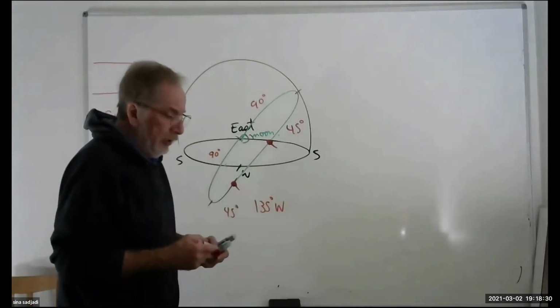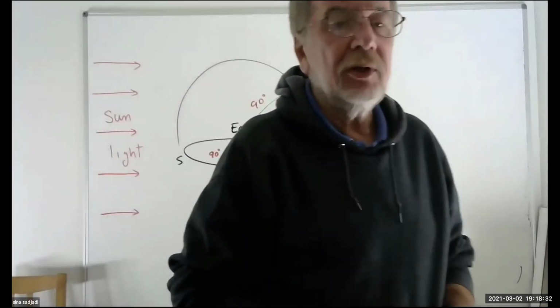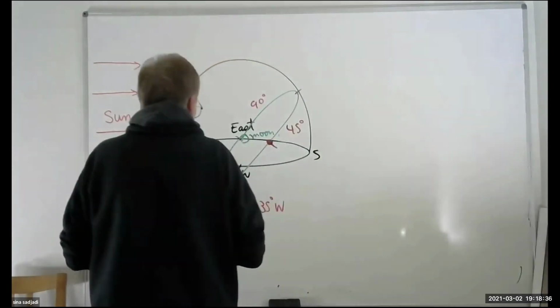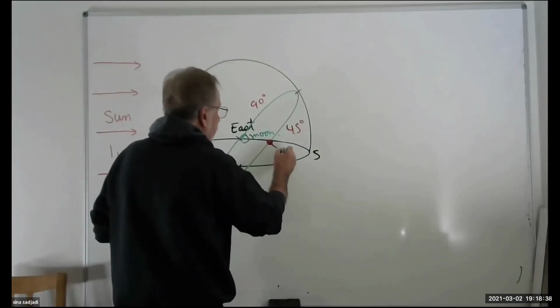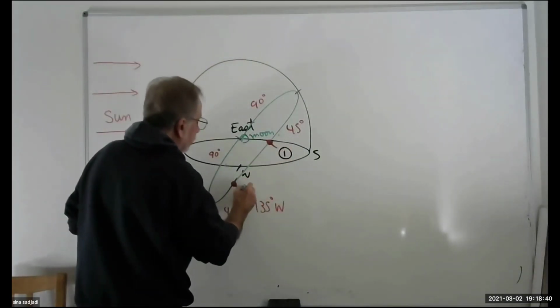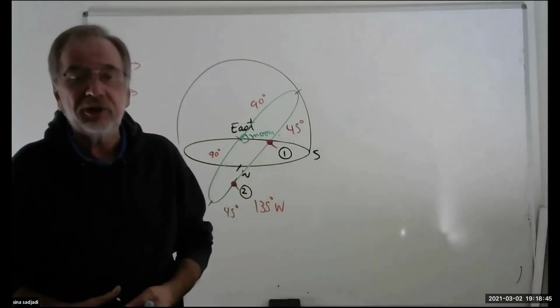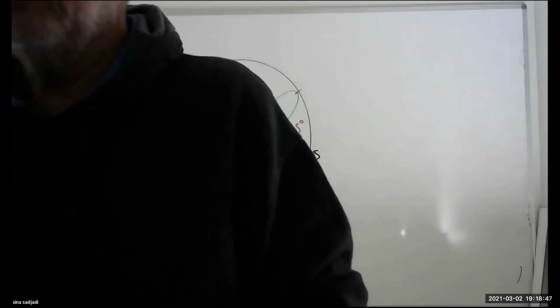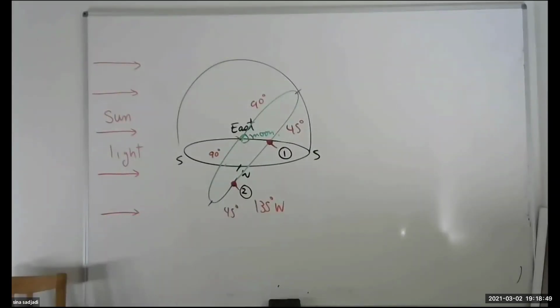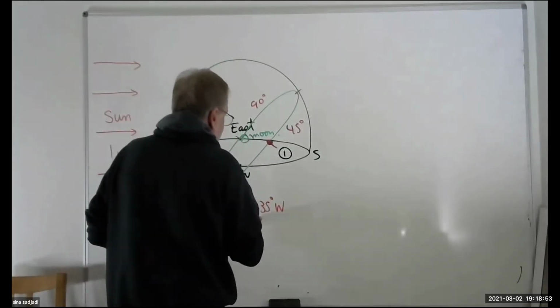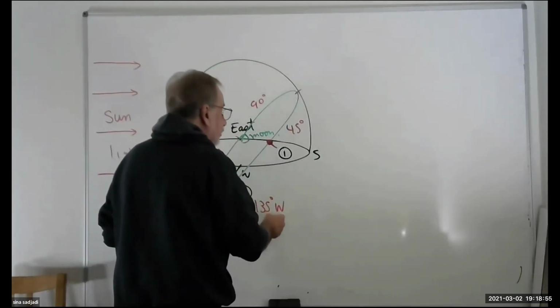So now, would you please read your instructions and tell me which one of those suns is the correct sun? Position 1 or position 2? Which one of these should the sun be at? Because this will determine time. Position of the sun, 1 or 2? 1. Okay. So what does it say? 135 degrees west, right?